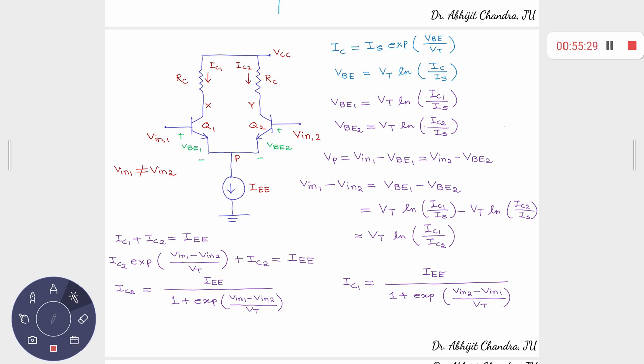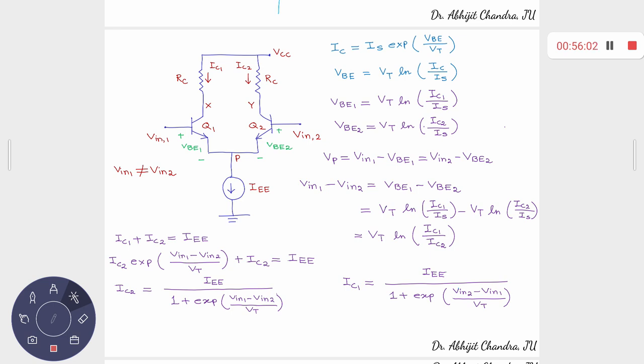You can also check if V0 equal to V2. If V0 equal to V2, e to the power zero is 1, 1 plus 1 is 2, so IE by 2. You can verify. If V0 is much greater than V2, that means this value is much greater than unity, so that means this is almost equal to 0.